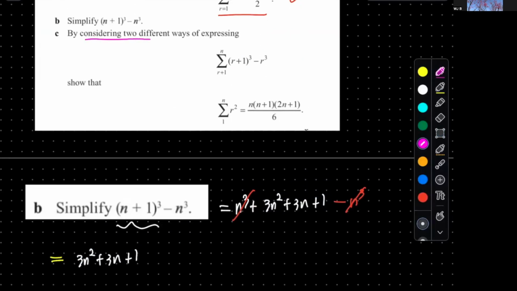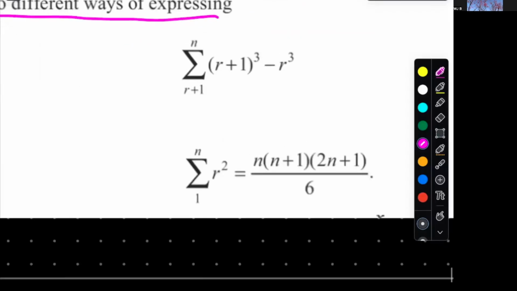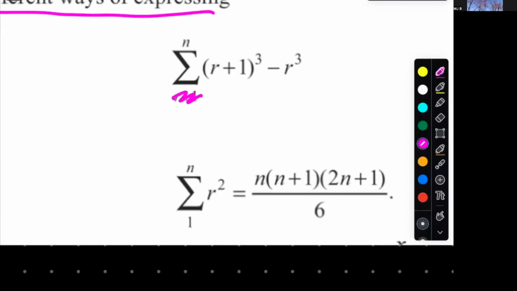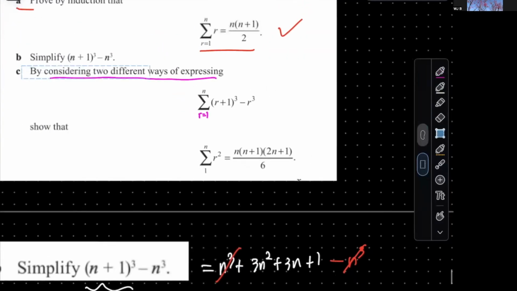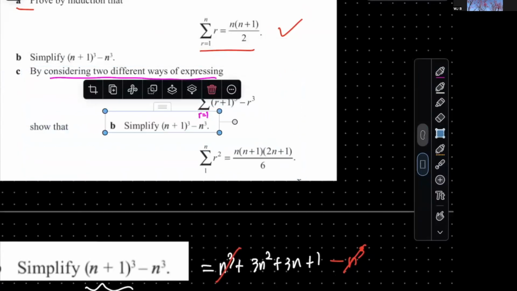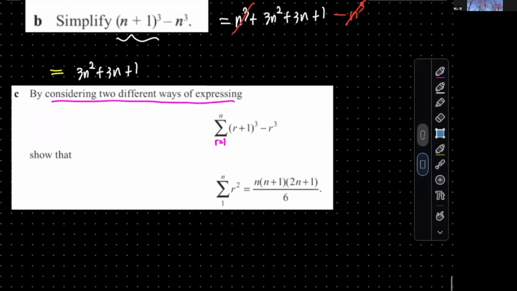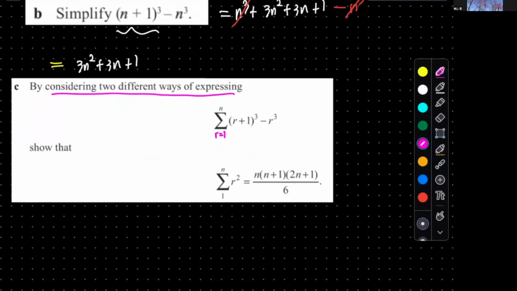By considering two different ways of expressing, I think it's a typo. It's supposed to be r is equal to 1. So it says, by considering the two different ways of expressing, they asked me to find the sum of integer squares. One way of getting this expression of a sum is what we just did, right? We are just going to expand the cubes inside and just get the quadratic term.